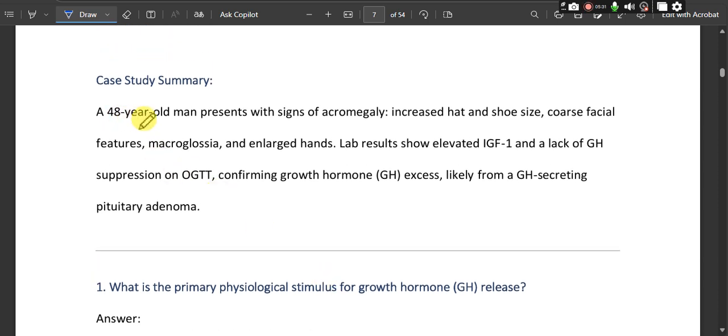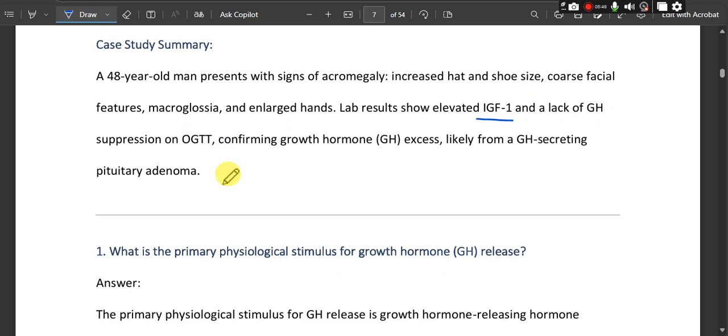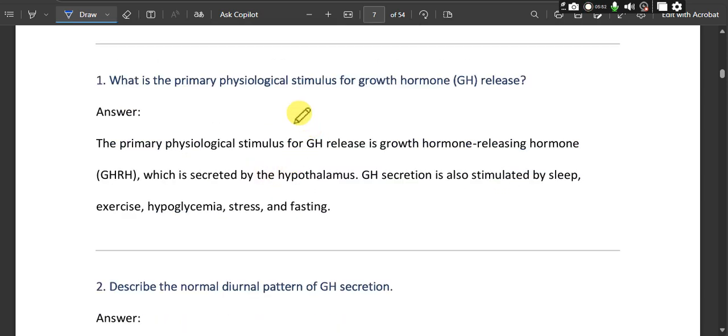A 48-year-old man presents with signs of acromegaly: increased hat and shoe size, coarse facial features, macroglossia, enlarged hands. Lab results show elevated IGF-1 and a lack of GH suppression. What is the primary physiological stimulus for growth hormone?